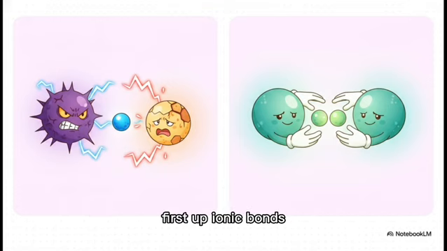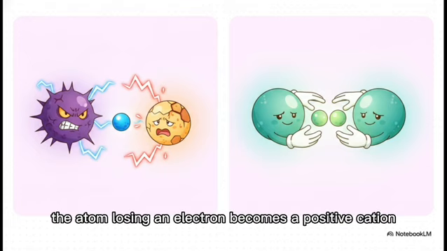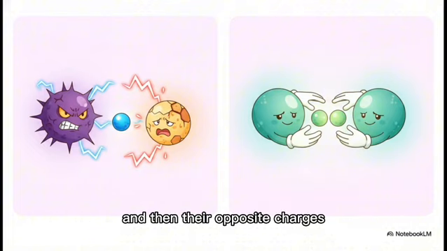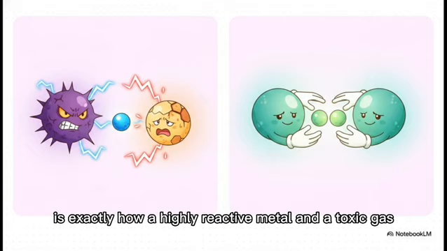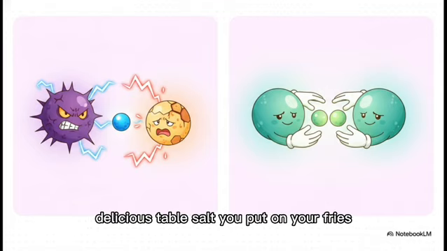First up, ionic bonds. This is where electrons are completely stolen or given away. The atom losing an electron becomes a positive cation, and the one gaining it becomes a negative anion, and then their opposite charges just pull them right together. Fun fact, this explosive stealing is exactly how a highly reactive metal and a toxic gas combine to make the completely harmless, delicious table salt you put on your fries.